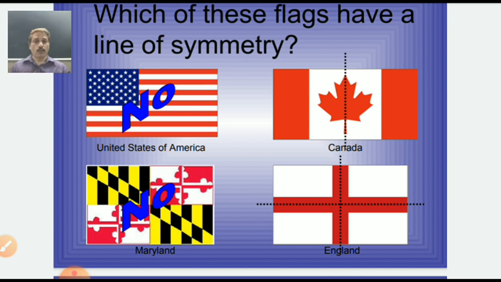Suppose my body is divided vertically. Whatever the left side, the same is on the right side. What is the distance between the left eyes? Same way the distance of the right eyes. What is the distance between the ears? Same way the distance between the other ears. Magic, God's creation. Next one is England. Vertical as well as horizontal, both lines of symmetry. Yes, my dear student. Very good. So sometimes not only a single line of symmetry, both lines of symmetry will be present.